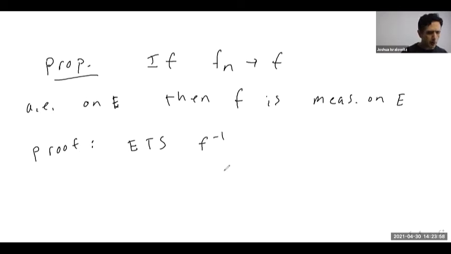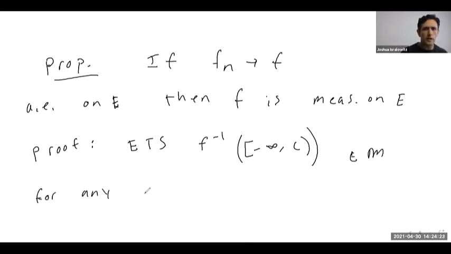Probably the trickiest part of this proof, as before, is figuring out which of the 4 conditions for measurability to check. And it turns out this is the one that's most convenient. So we need to show this is true for any c real.